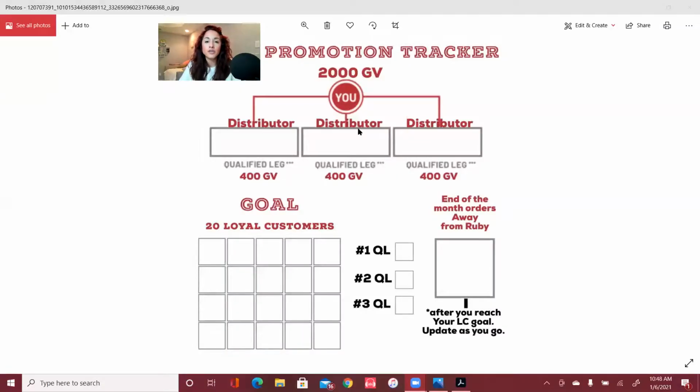So once again, you have your distributors. Qualified leg just means 400 in group volume. You need to have a total of 2000 in group volume, so you're going to have extra volume on top of the 400s here. But I really like how this is broken down. We just had a girl, Ashley, go Ruby, and she had this all filled out. Not to say that when you hit 20 loyal customers, that's going to exactly put you at 2000 in GV, but it's a good number to go after.